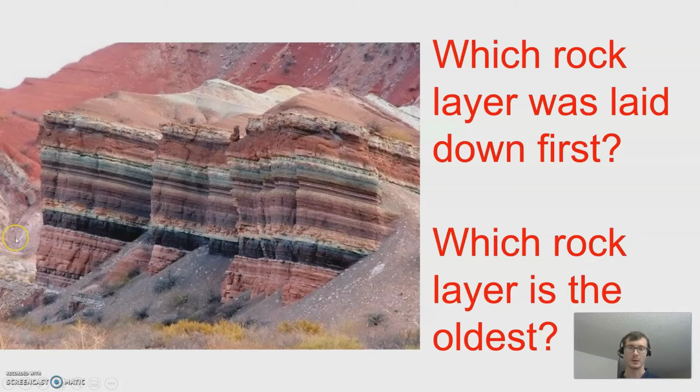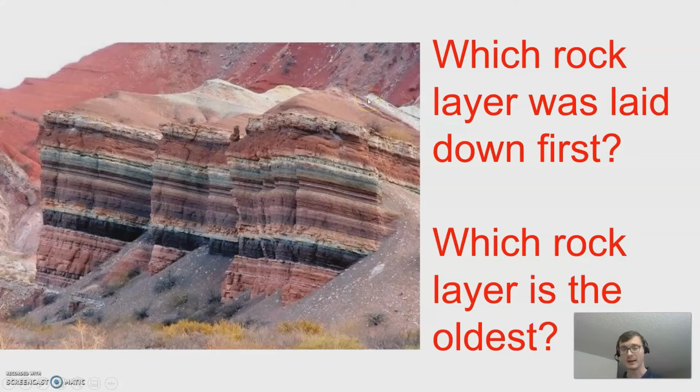So, you go out into the field, you're hiking in a national park, you're doing something, and you come across something that looks like this. Which do you think was laid down first, and which rock layer do you think is the oldest?